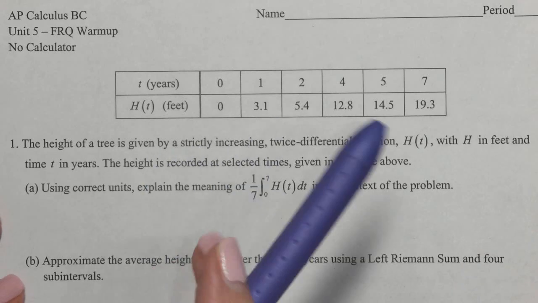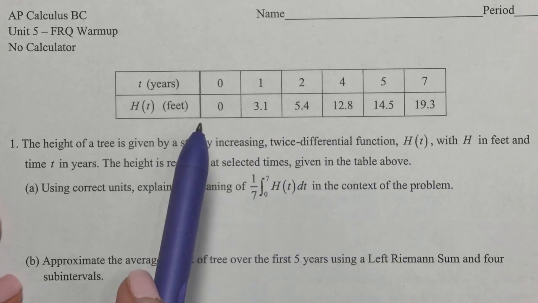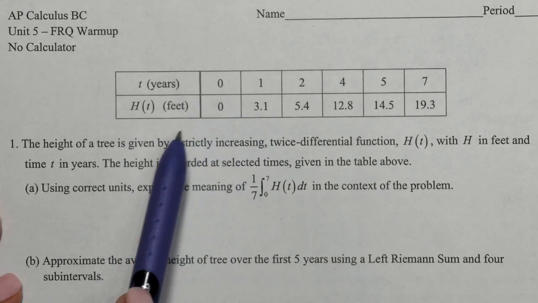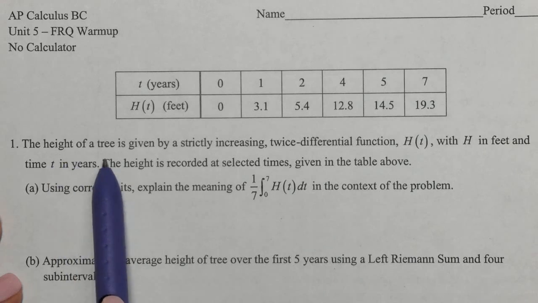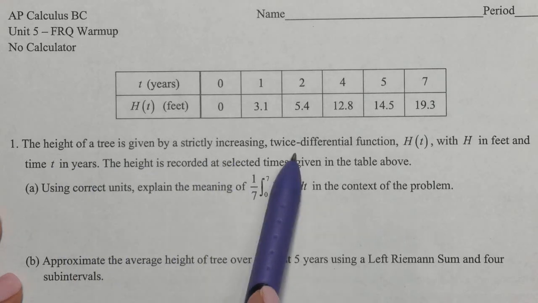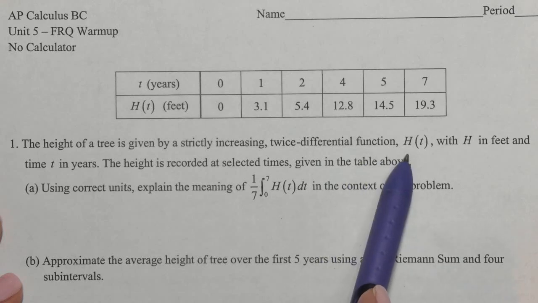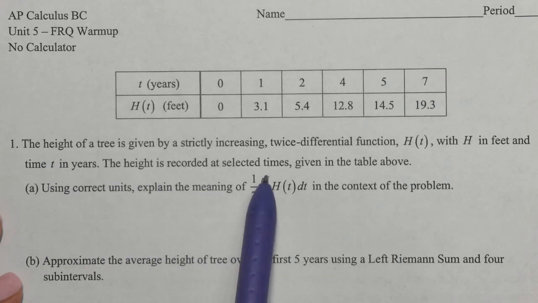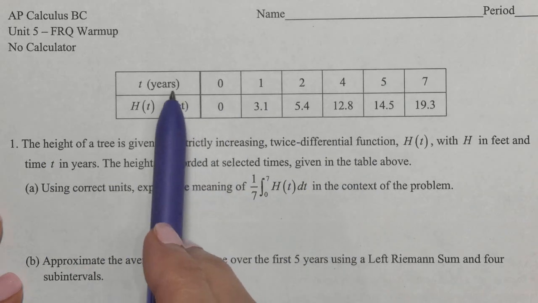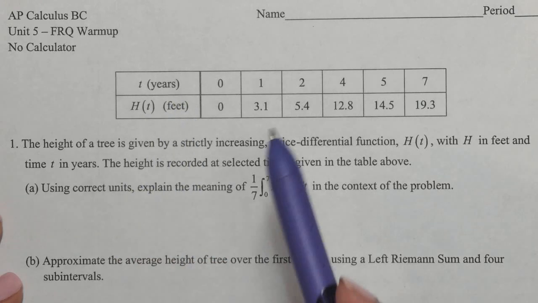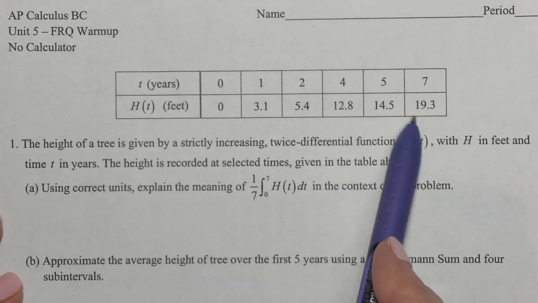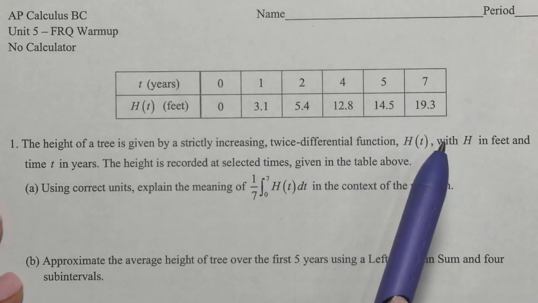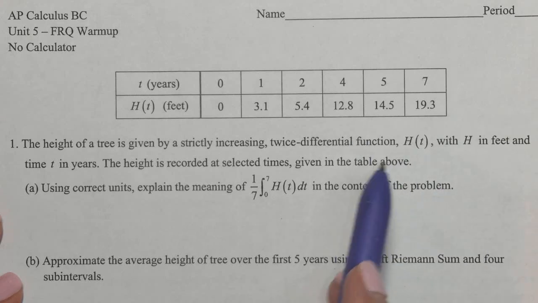The first type of FRQ problem that you might see involving these concepts is that of a table. In this particular question, the height of a tree is given by a strictly increasing twice differentiable function h, with h in feet and t in years. The height is recorded at selected times given in the table above. So, h and t. All we know about h are these 6 different heights at 6 different times. Okay? All we know about h.